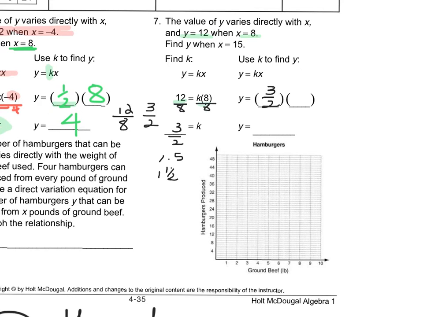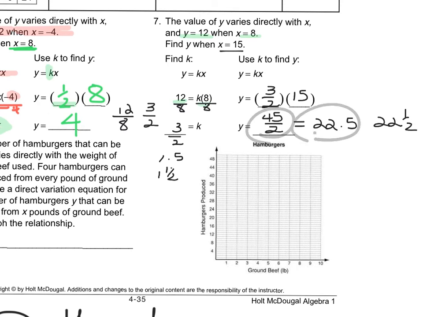And then I'll take the 15. It goes here. My y value is 45 over 2, or if you made it a decimal, 22.5. Any one of these three would be acceptable. Okay, you can also use the proportion method if you want. Good so far? Let's try the word problem.